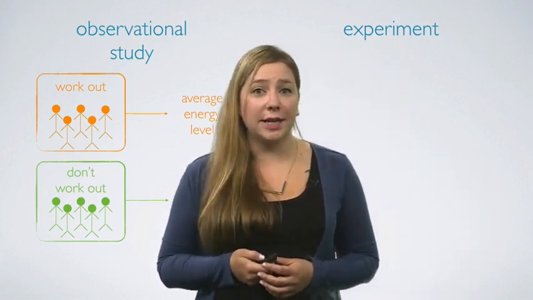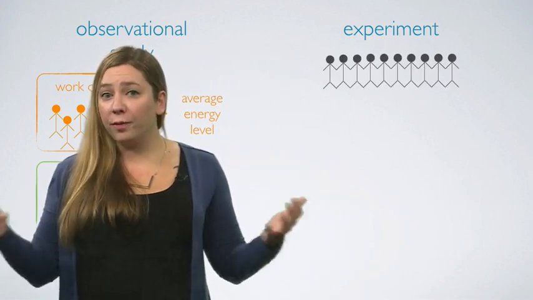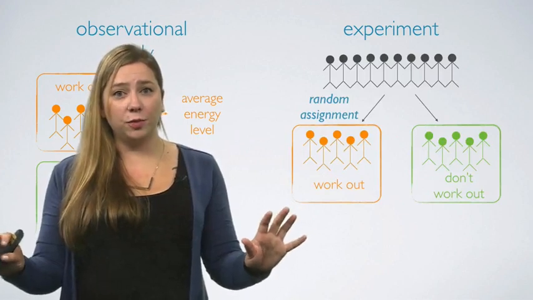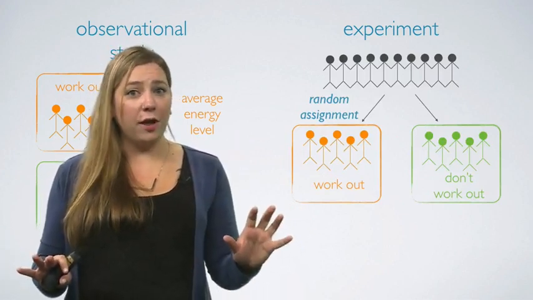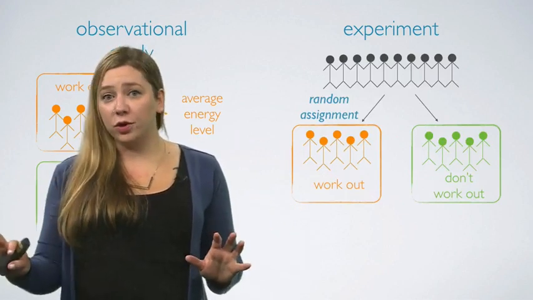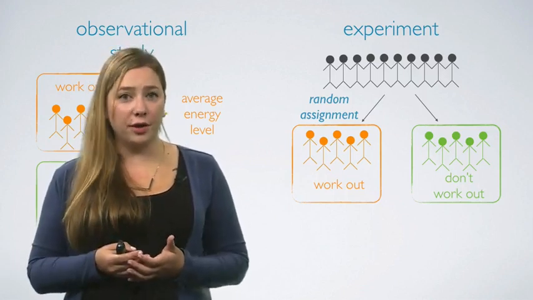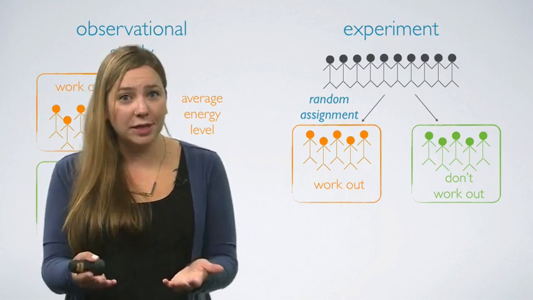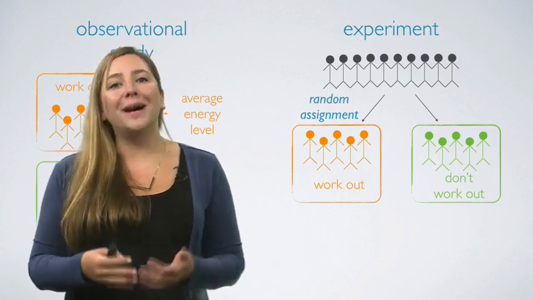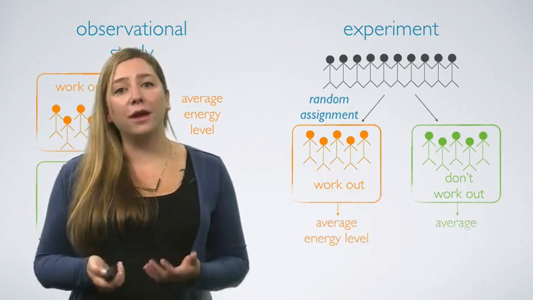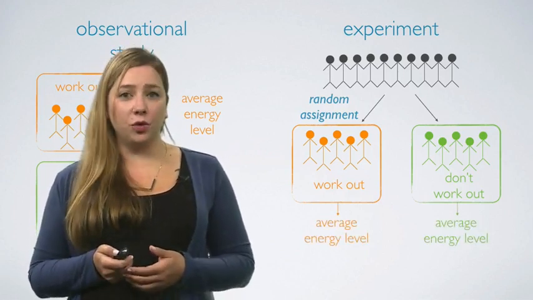On the other hand, in an experiment, we sample a group of people from the population, then we randomly assign these people into two groups, those who will regularly work out throughout the course of the study and those who will not. The difference is that the decision of whether to work out or not is not left up to the subjects, as in the observational study, but is instead imposed by the researcher. At the end, we compare the average energy levels of the two groups.